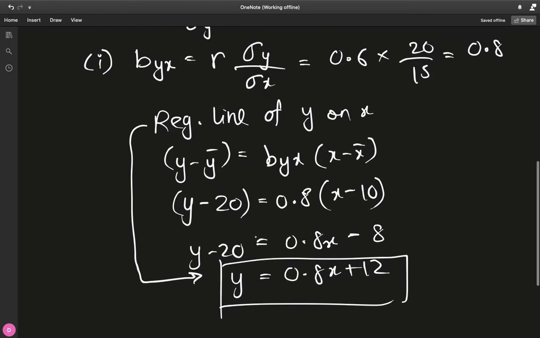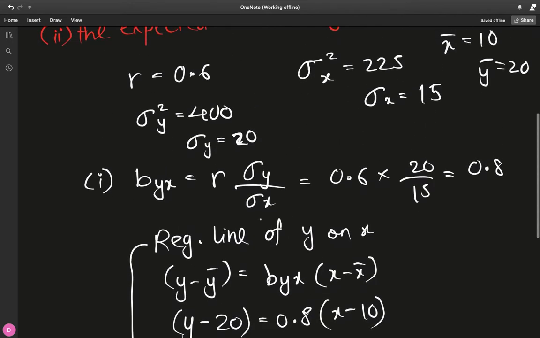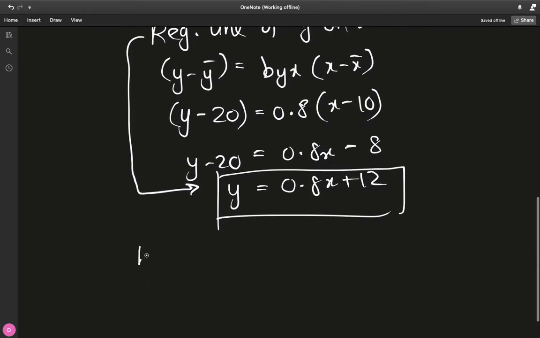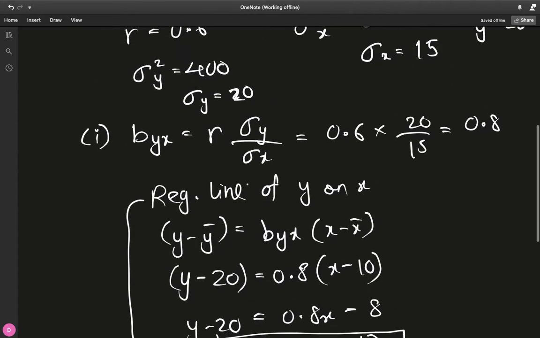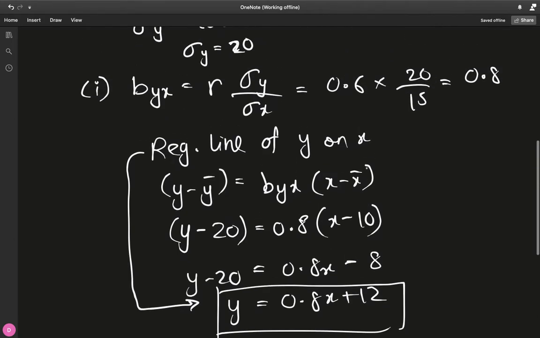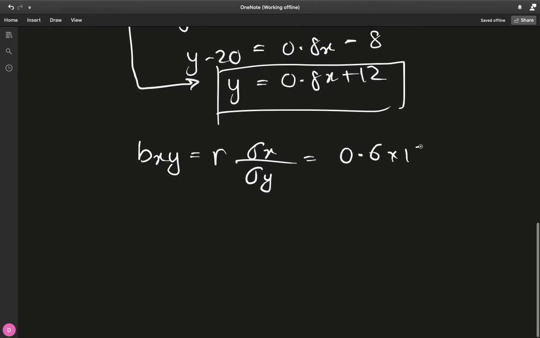Fair enough. Okay, that's one. So let's find the other regression line of x on y. So we need the coefficient of regression of x on y. The formula for that is r times the reciprocal of this. So standard deviation of x divided by sigma y. So that will be 0.6 times 15 over 20, which turns out to be 0.45.